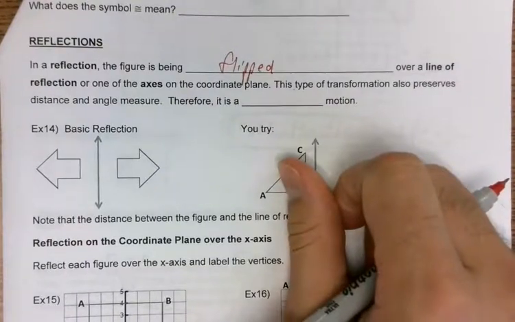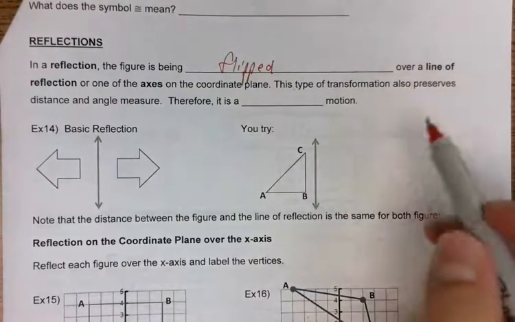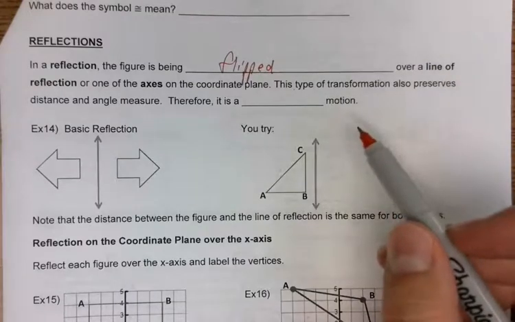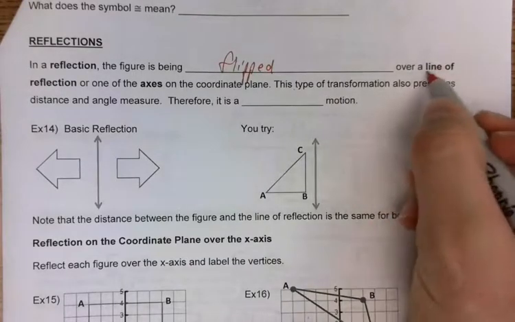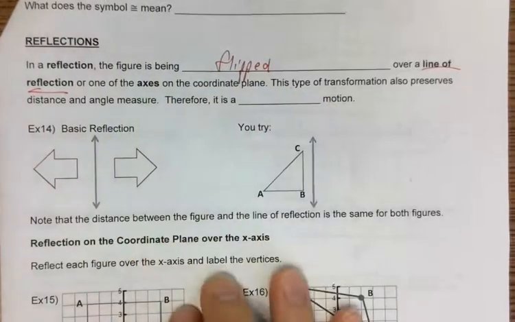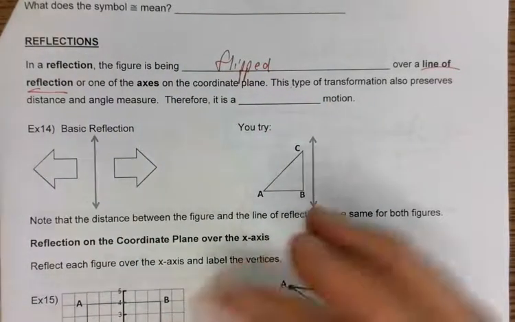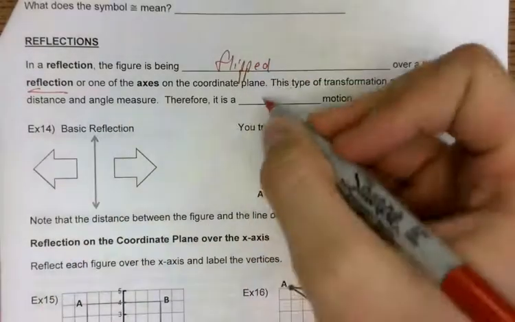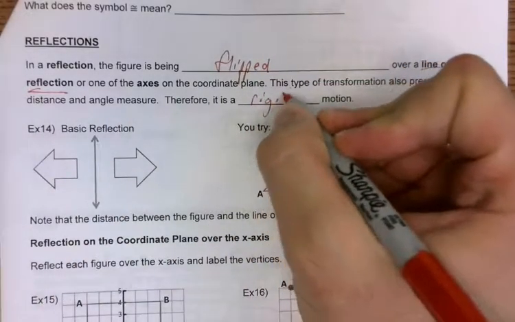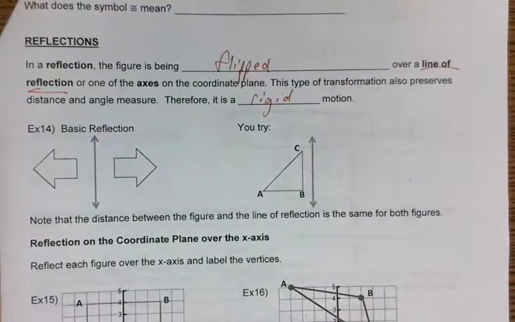over a line of reflection, or one of the axes, so the y-axis or the x-axis. But the line that we reflected over is called the line of reflection. And this type of transformation preserves distance and angle. This is called a rigid motion. Again, a rigid motion just means that the size and shape don't change.